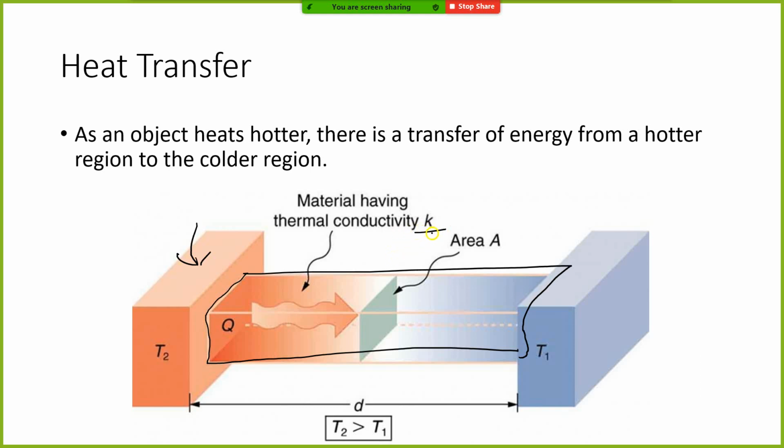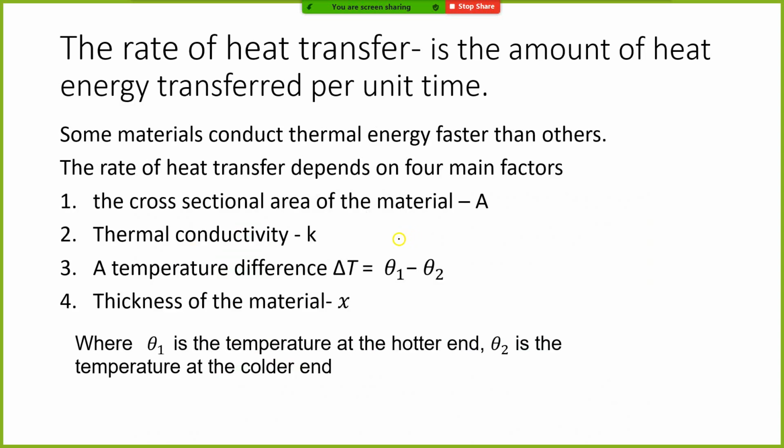This is the thermal conductivity. Each material has what we call thermal conductivity, and that speaks to how easily the material can conduct. When you check a piece of rubber versus a piece of metal, one is going to have a much higher thermal conductivity than the other. The one with higher thermal conductivity is able to heat up much quicker than the other.